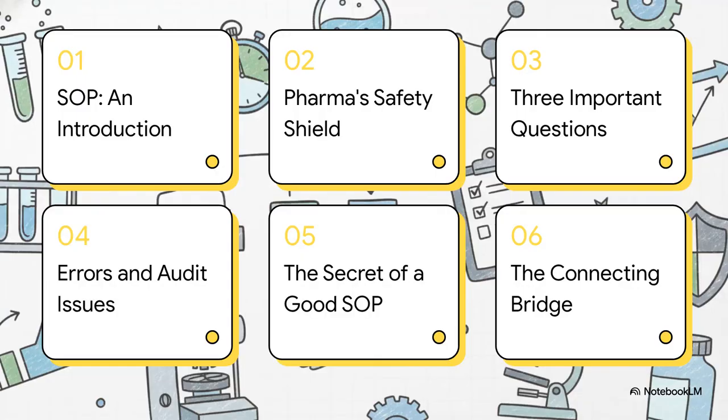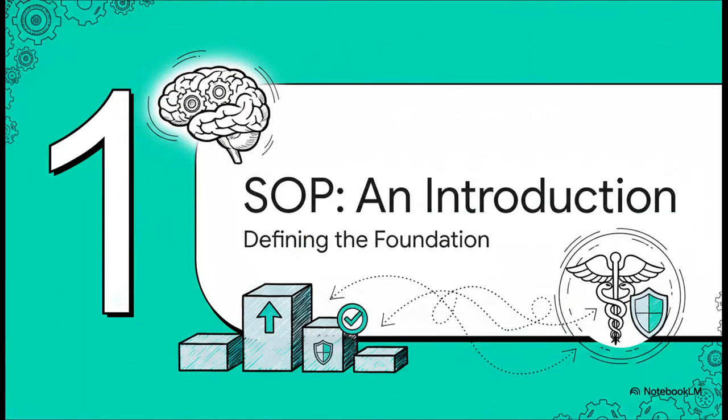So here's our game plan. We'll kick things off by figuring out what an SOP actually is. Then we'll see why it's basically Pharma's safety shield. We'll break down the three big questions every SOP has to answer, look at what happens when things go wrong, because that's where it gets serious, and then we'll uncover the secret to what makes a good SOP. All right, let's get right into it.